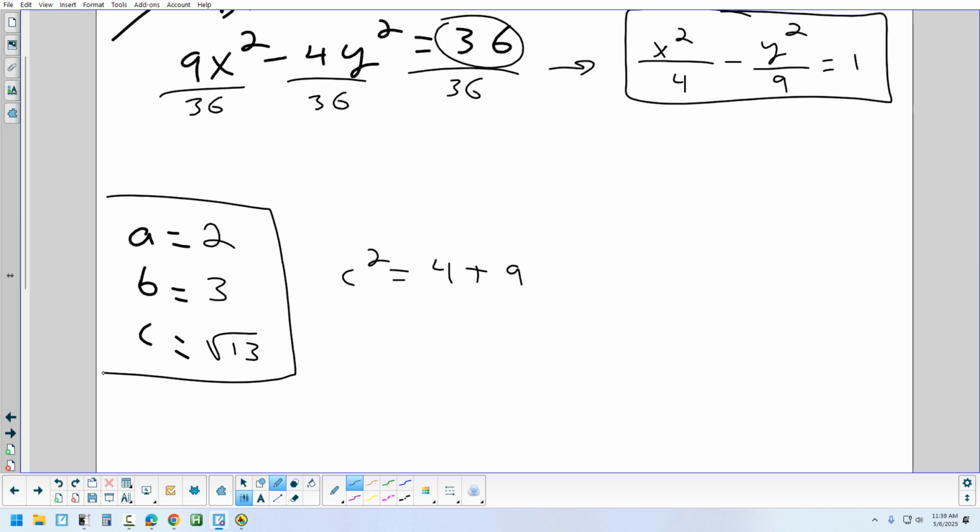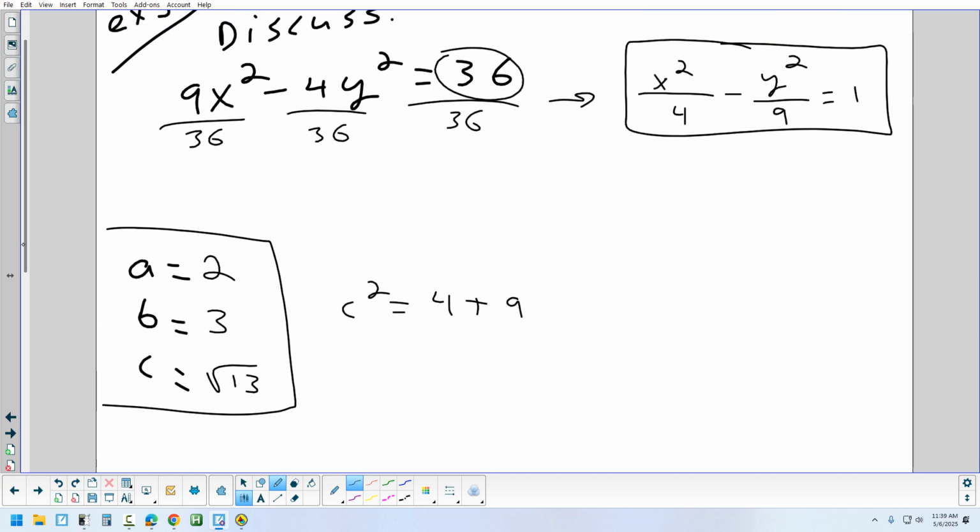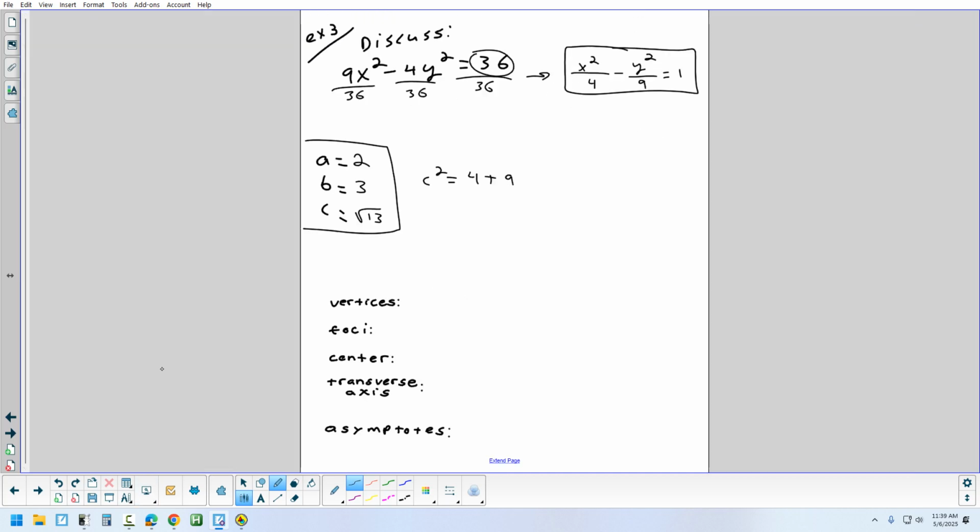Okay, so now we got that. Let's go through all the stuff. Okay, 1, 2. Always do those 2 first. Okay, what is your center in this case? Yeah. 0, 0. Center is 0, 0. Which way does the transverse axis go? Yeah. Horizontal, because x is the positive letter.